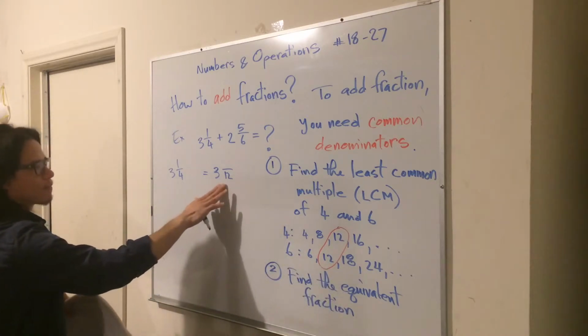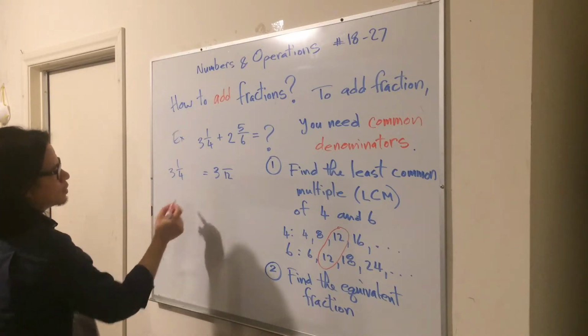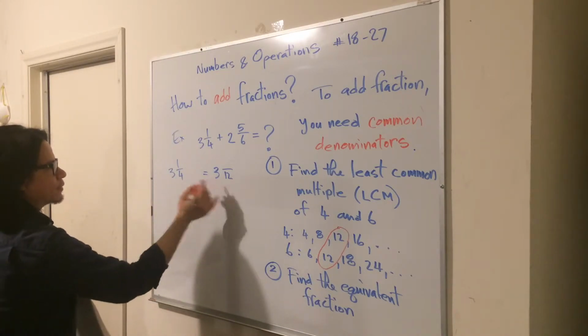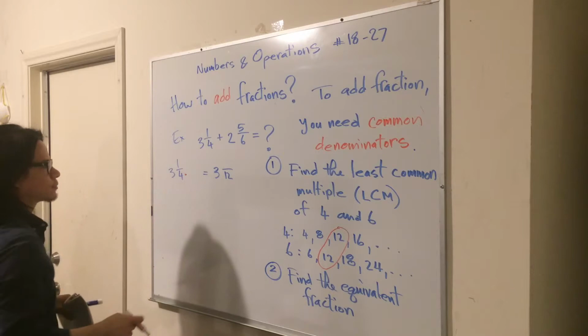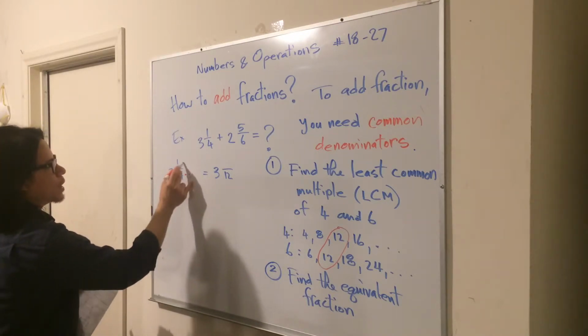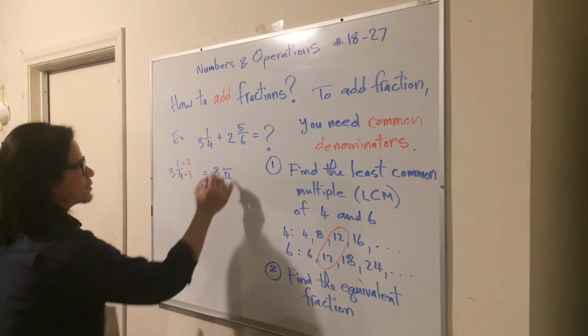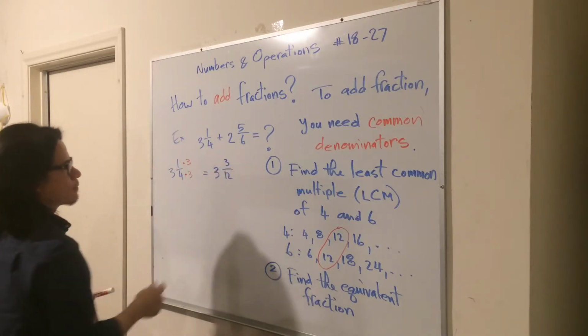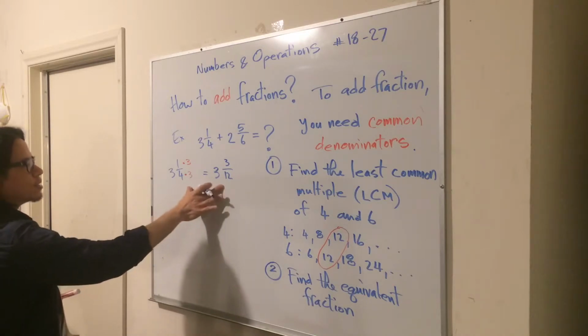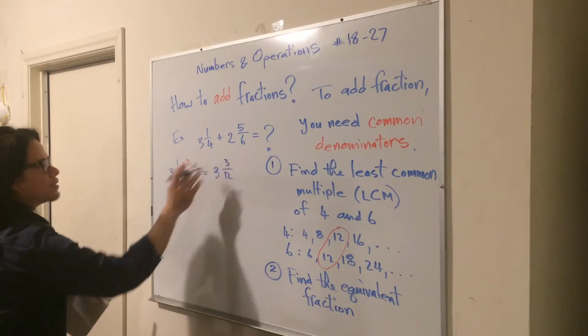Okay. So ask yourself now, what do you need to multiply 4 by to get 12? Okay, so 4 times 3 is 12, right? So take 1 times 3, which is 3. Okay, so these are equivalent fractions. We're halfway done.